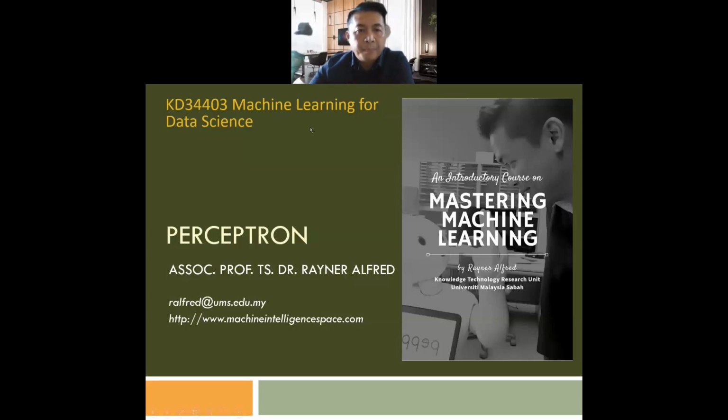Okay, so this is week number 6. We will cover Perceptron. This is a continuation from the previous session in which we studied neural networks, that is a basic foundation of deep learning. For this week, we will look into Perceptron. So Perceptron is a single neuron that is used for binary classification, which means two classes classification.